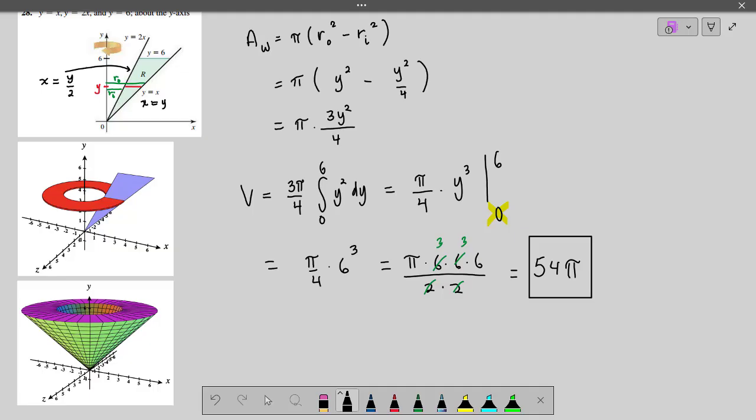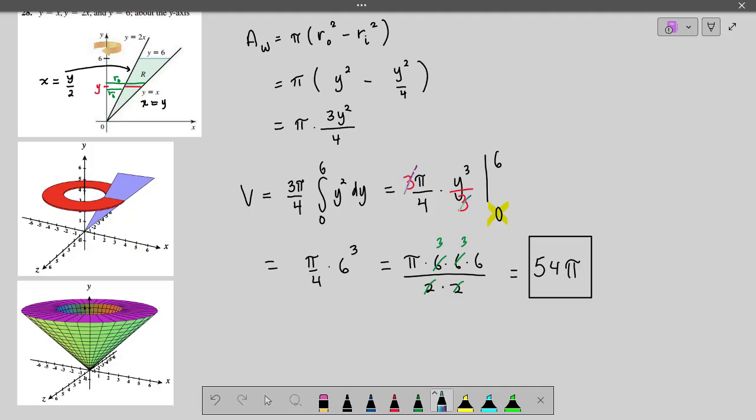What happened to the 3 on the 3 pi over 4? So this is going to be divided by 3, that's going to be multiplied by 3, and those two cancel each other out. Because 3 over 12 is 1/4. Other questions? Yep.